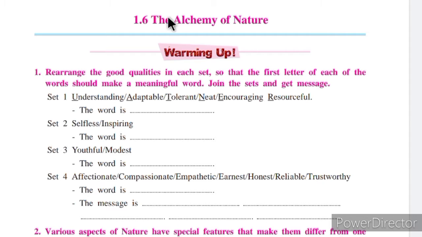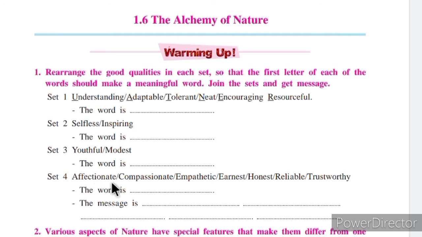Set 1 is understanding, adaptable, tolerance, new, encouraging, resourceful. So we need to just consider the first letter and make a word, and the word here is nature. Second one is set 2, selfless and inspiring, S and R. So the word becomes is. Third one, Y and M. The word becomes my.